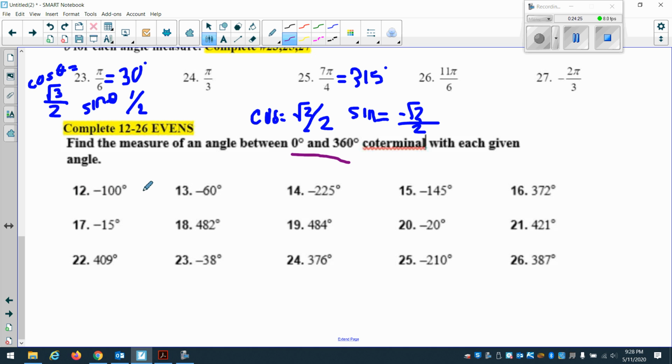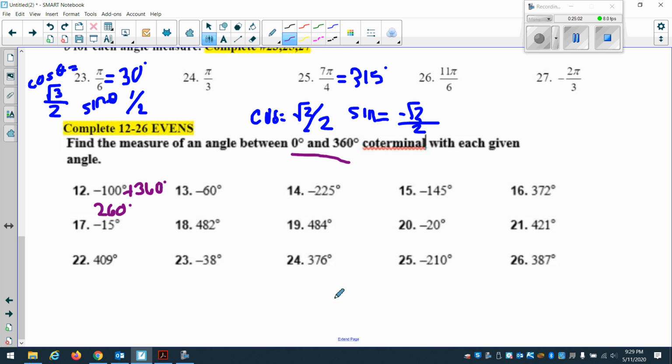So let's start with number 12. Well, it's negative. So in order to find where it falls within the unit circle, I'm going to add 360. Once I add 360, I get 260 degrees, which is a positive coterminal angle of negative 100. It might not be an exact degree that we have on the unit circle, but it falls within that range of 0 and 360.